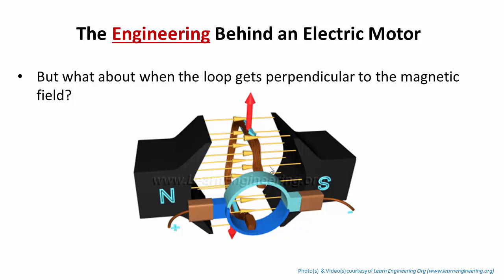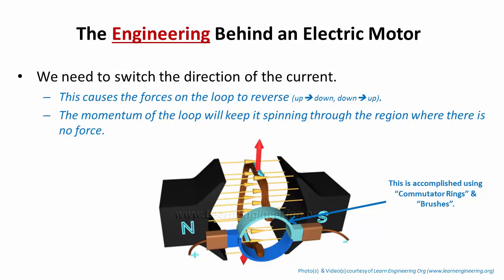If you ever built an electric motor like this, which we call a DC motor for direct current, which is what comes out of a battery, you would get a spin, and it would spin up and just sit there. So we need some way to keep the thing spinning, and that is accomplished with what we call commutator rings and brushes. What we want to do is, once it gets up here, switch the flow of the current.